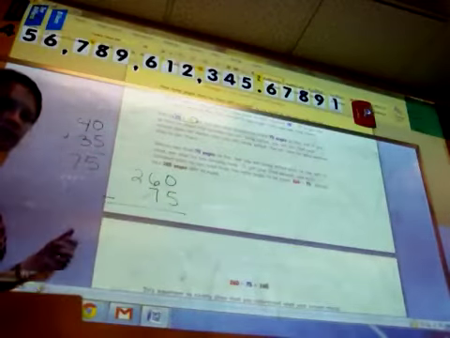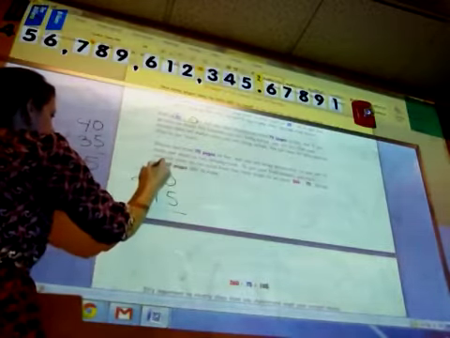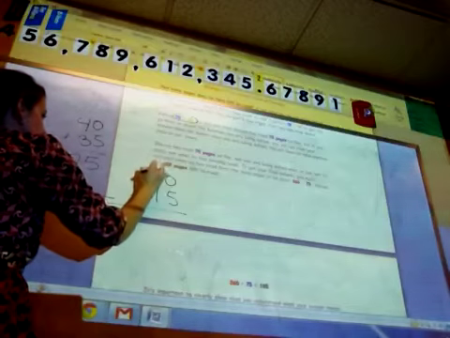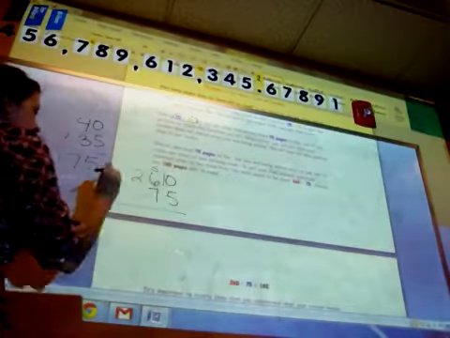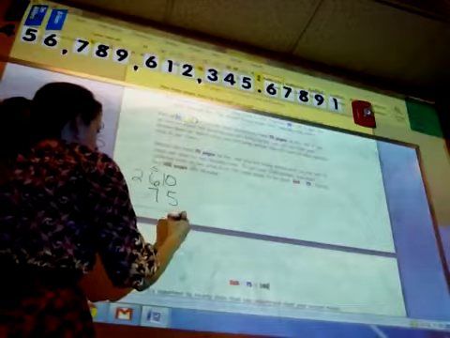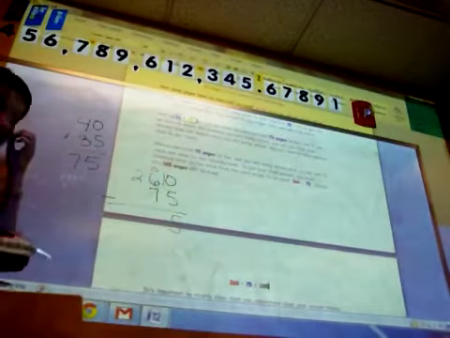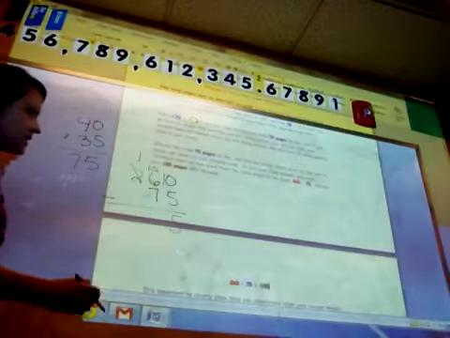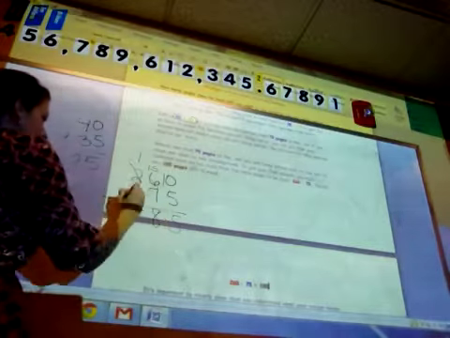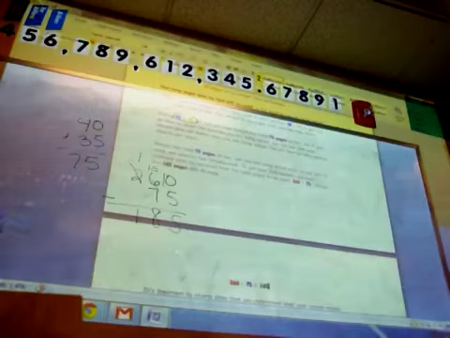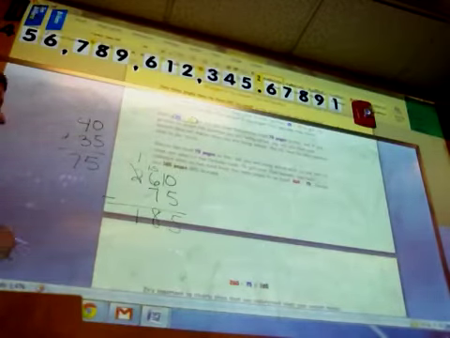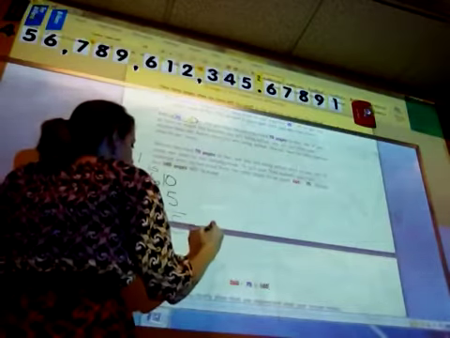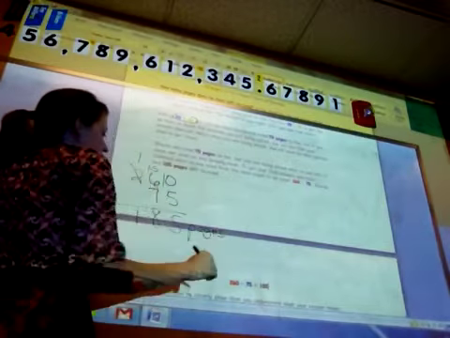0 minus 5 is? Can't do it. Mark off the 6, it becomes a 5. The 0 becomes a 10. 10 minus 5 is 5. Can we do 5 minus 7? Nope. Mark off the 2, it becomes a 1. 15 minus 7 is 8. Bring down the 1. 185. If we're going to label it, we would say 185 pages left.